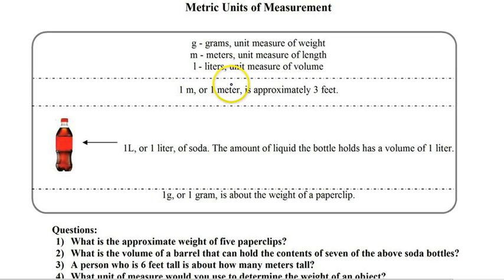1 M is 1 meter. It's approximately 3 feet. So if you were to stick out 3 feet, that's about a meter. A liter, well, we've all seen this before. You've gone out and you've bought a 2-liter bottle of soda or even a 1-liter bottle of soda. That's a 1-liter bottle. So that's a liter. If you were to fill that, you would have 1 liter of liquid. And a gram is about the weight of a paper clip. So if you pick up 5 paper clips, you have about 5 grams.